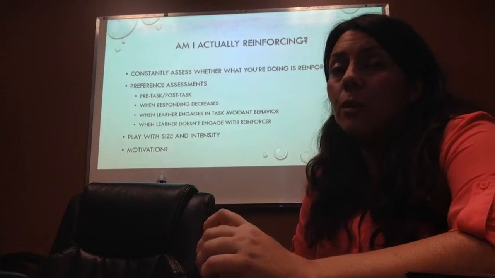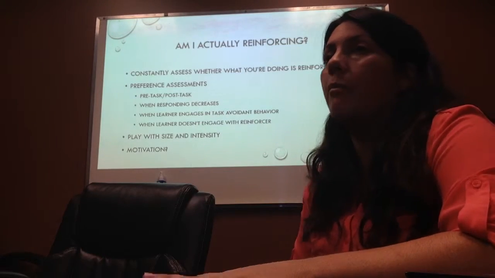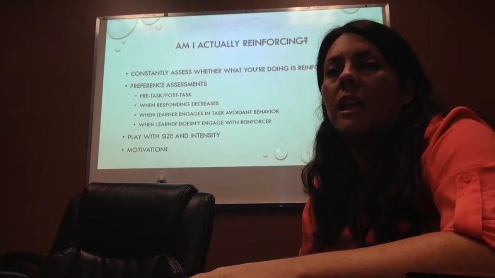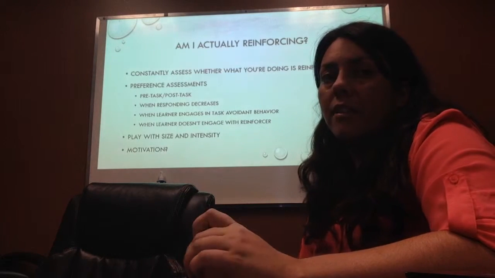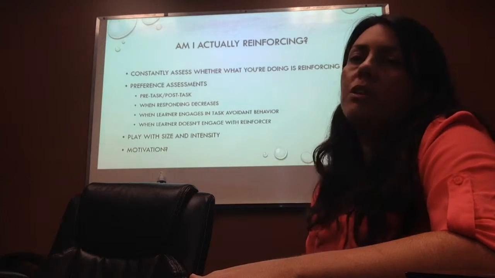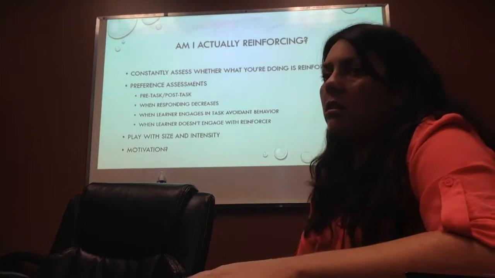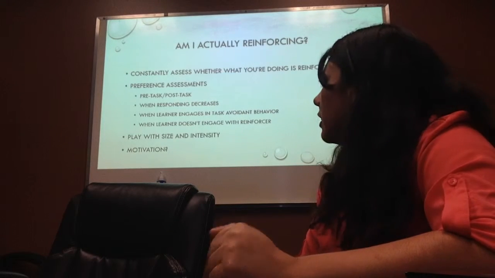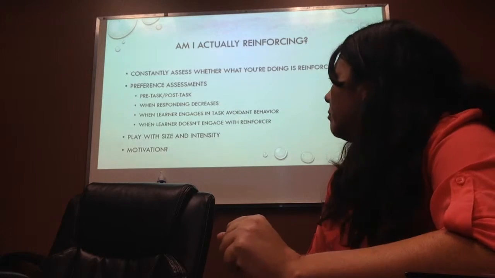If you're seeing task avoidant behavior, like running away from the table, or any type of head down, all the behaviors that our kids engage in that are in their plans, that's definitely a sign that you're not being reinforcing enough. Or if you see the learner not engaged with the reinforcer, this is a review from last time, then you definitely want to relook at what you're using. If you're blowing bubbles and they're not going after them or popping them, or looking at them, that's a sign.